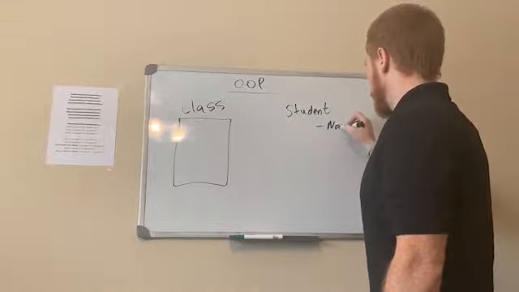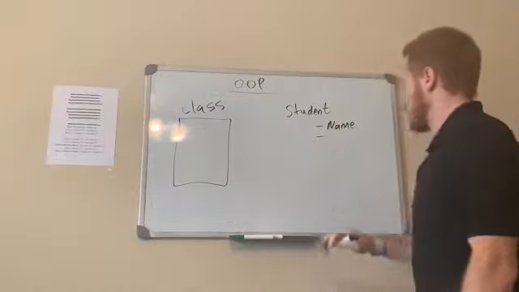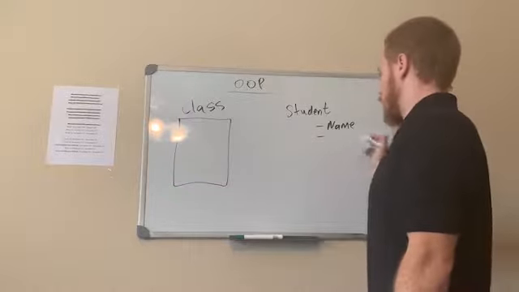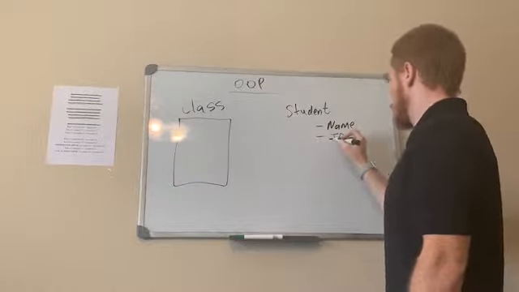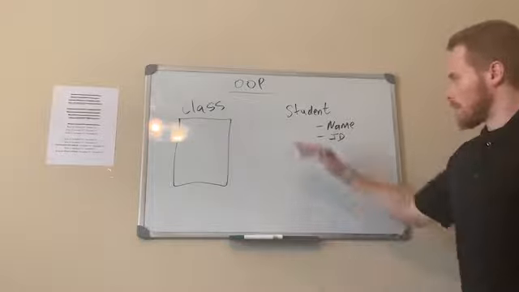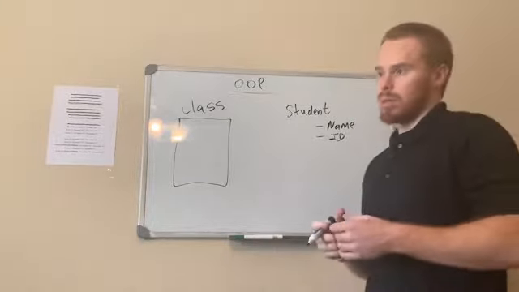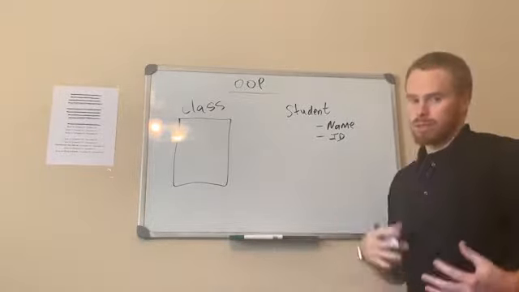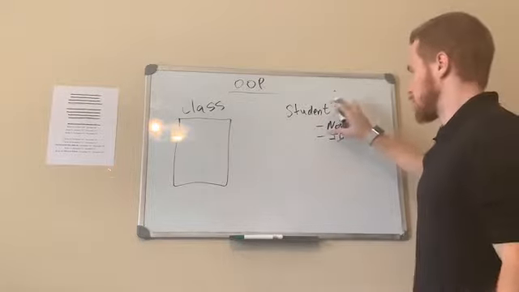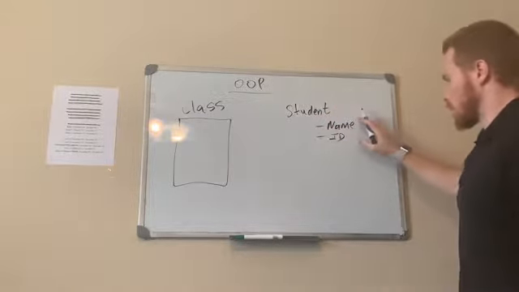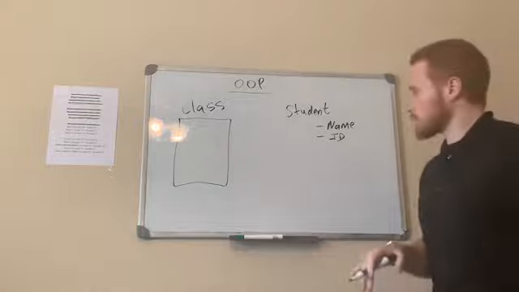Each student would have a name, each student would have maybe an ID number, and then also with that student there might be different methods and things like that, but for this example I'm just going to go over a student with a name and an ID.